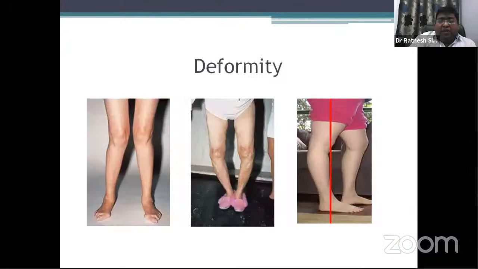Then look for deformity, whether there is genu valgum, genu varum, or recurvatum deformity. The swelling could be confined to one knee or both knees. It could be due to a disease of the knee, or could be part of a systemic disease like rheumatoid arthritis, in which you can find deformity of other joints. Like in the first picture, you can see the deformity in the foot also.